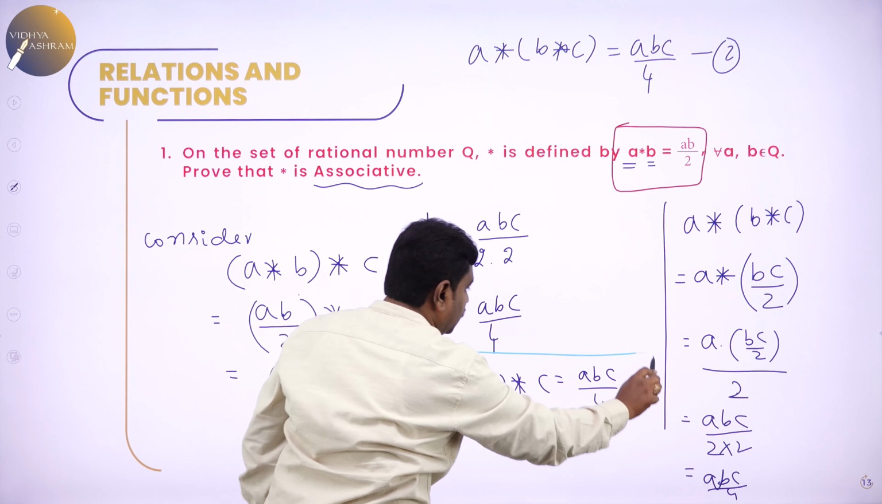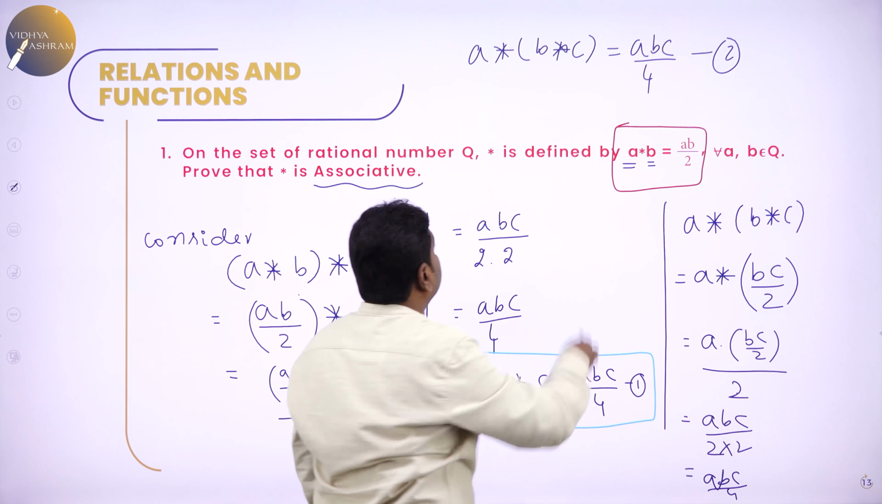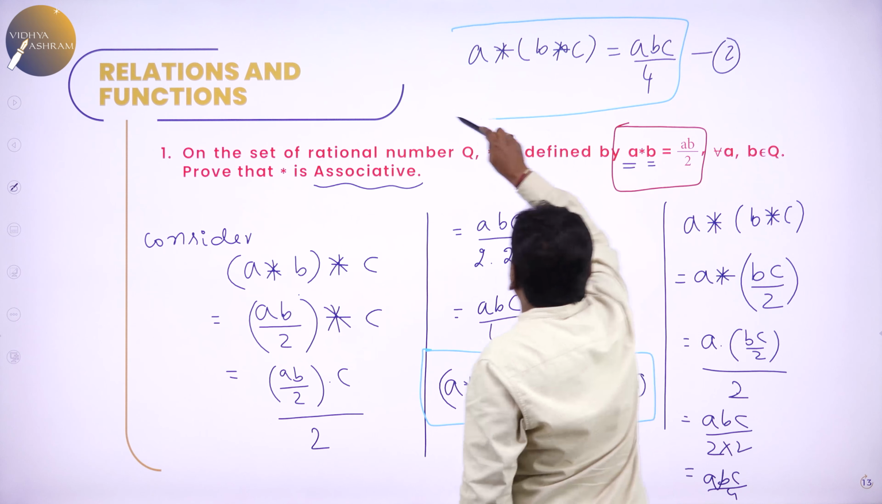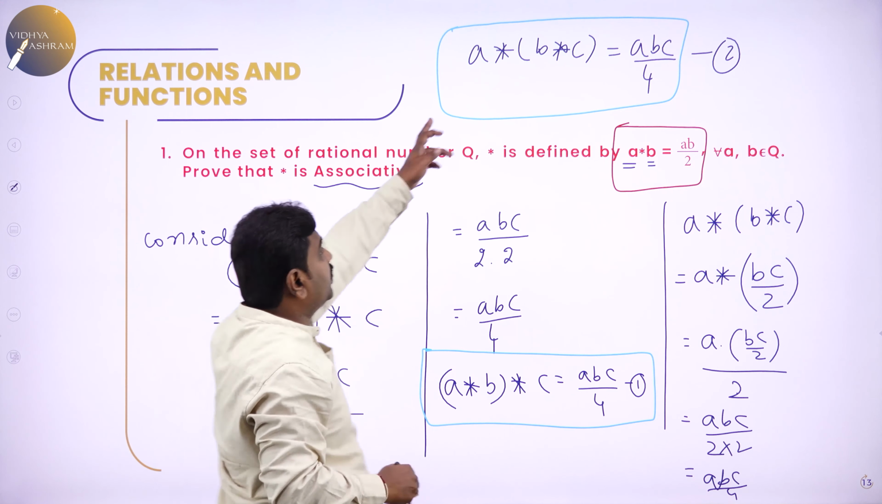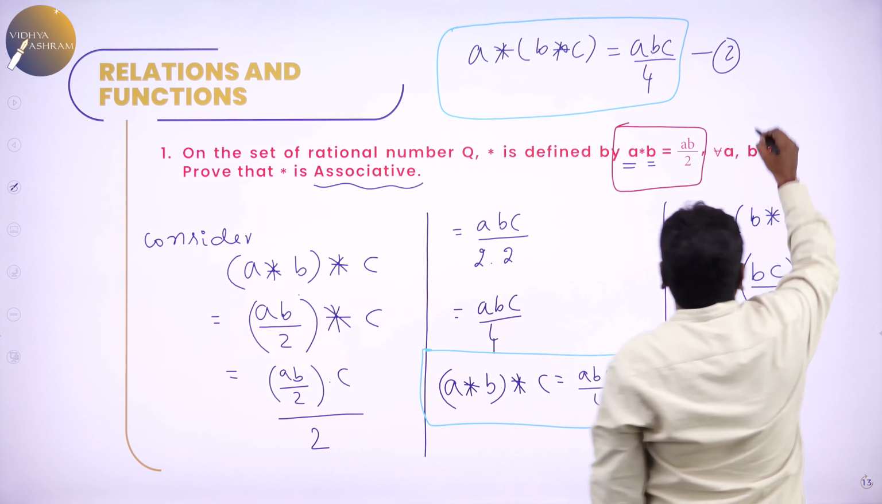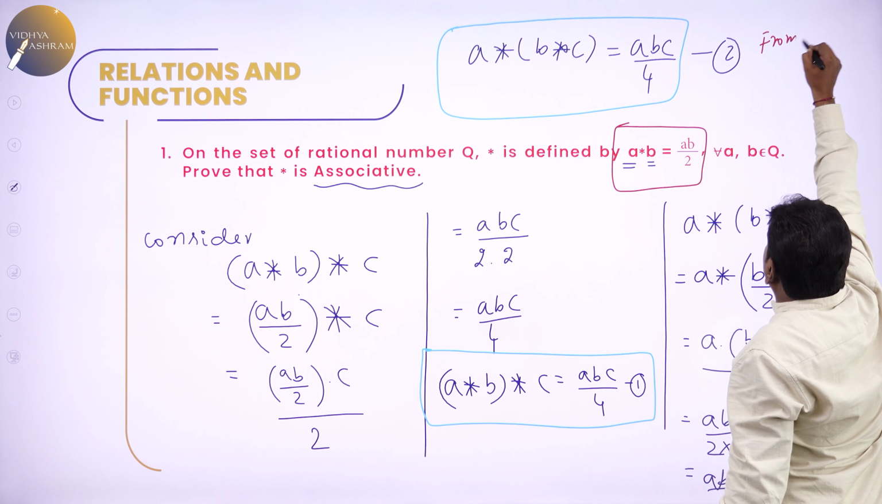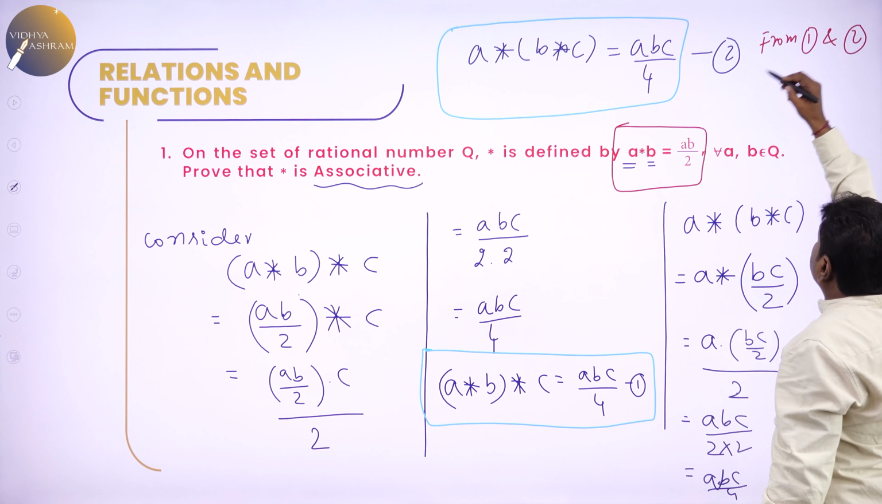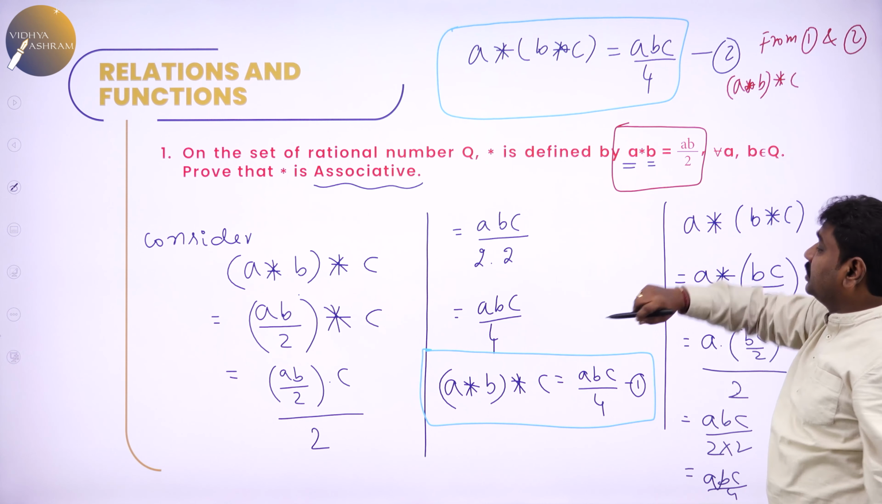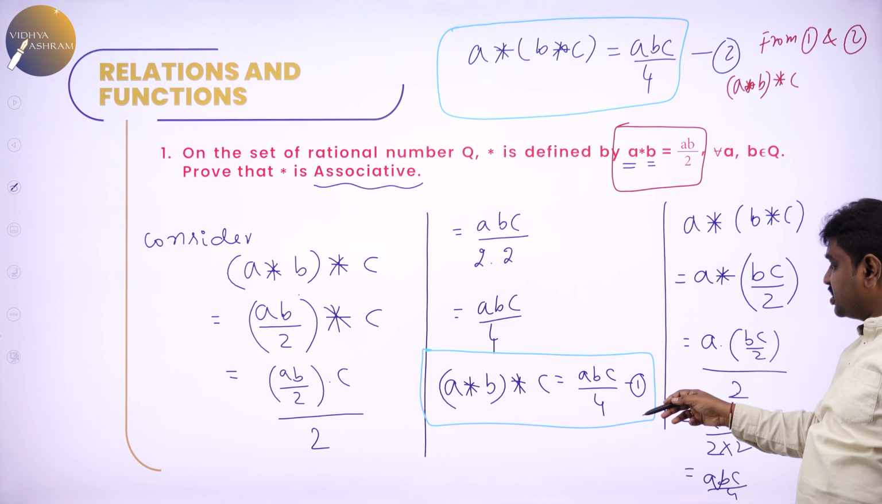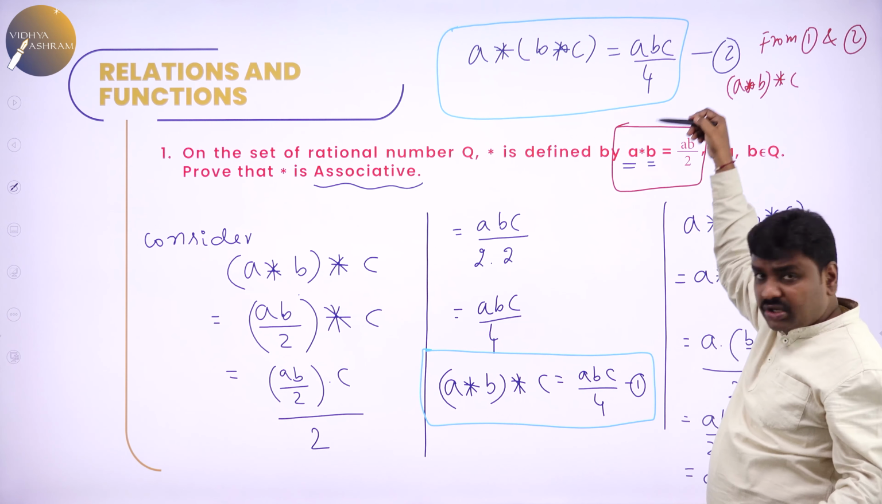Now this is equation 1 we got. Now this is 2 we got. And from 1 and 2 we can write the conclusion. Can I write from equation 1 and 2, A star (B star C) value, this is ABC by 4. (A star B) star C is also ABC by 4.